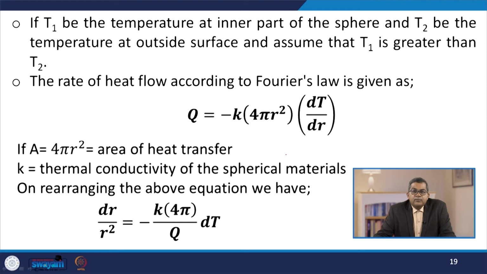The rate of heat flux according to Fourier law is given as Q is equal to minus K 4 pi r square dT over dr, where A is equal to 4 pi r square, and that is the area of heat transfer. K is the thermal conductivity of the spherical material. So if we rearrange this equation, then we will have dr over r square is equal to minus K into 4 pi upon Q dT.